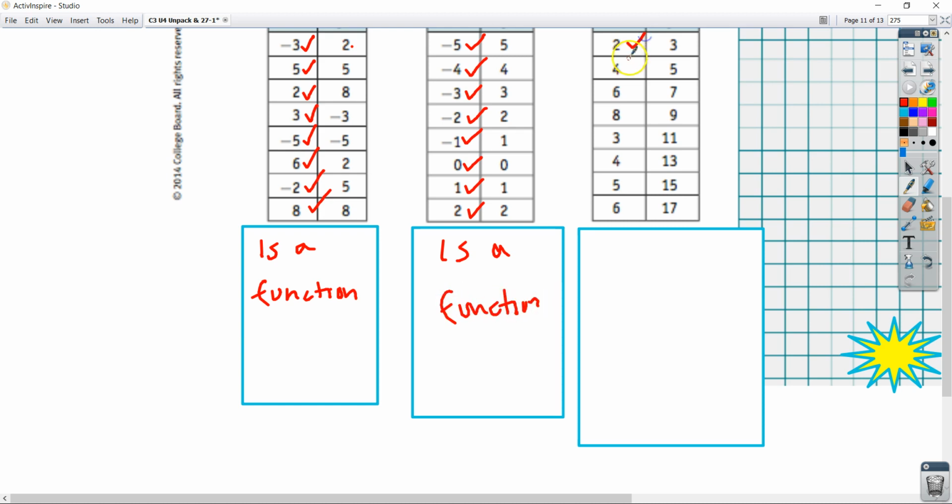Alright, so 2 goes to 3. Do I see any more 2s? Nope. 4 goes to 5. Do I see any more 4s? Yes, I do. There we go. I have two 4s, so not a function. Looks like I have a lot of repeats if I look here, because I also have a 6. I think those are my only two, but that one is not a function.